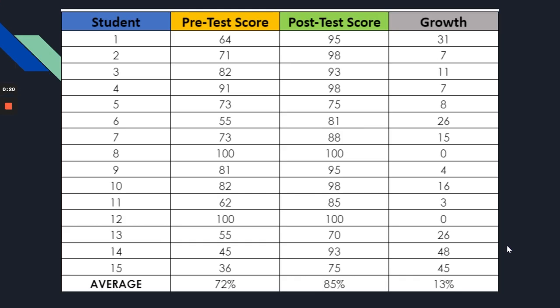In this chart, it shows that 15 students took both the pretest and post-test. It has their pretest scores, post-test scores, and their overall growth. If we look down at the bottom, the average of the pretest was a 72%. The average of the post-test was an 85%, so there was a 13% growth between the pretest and the post-test.